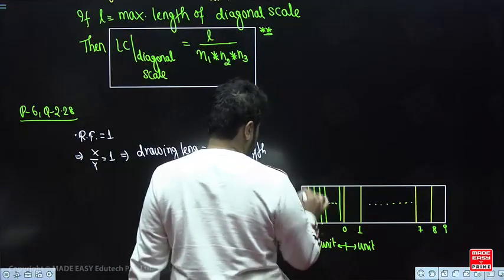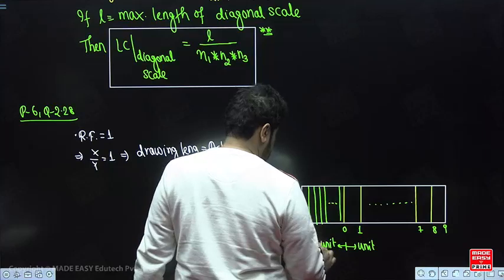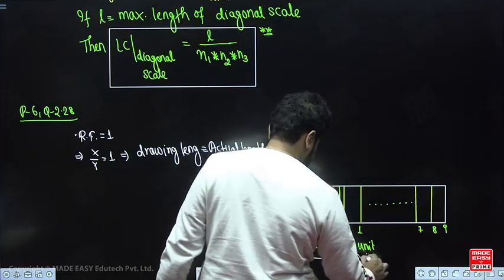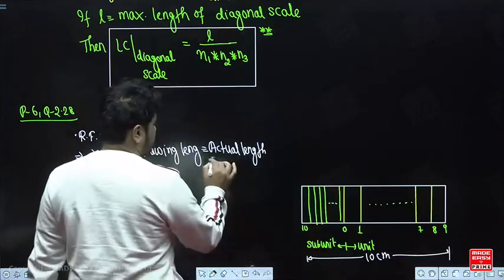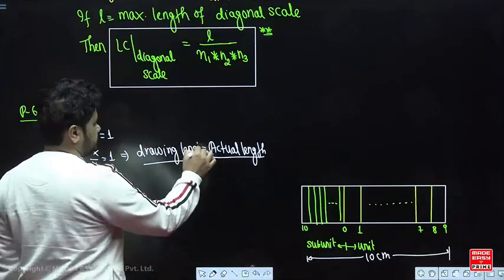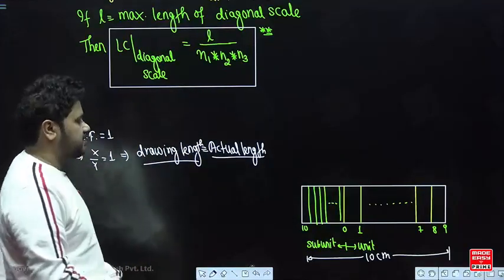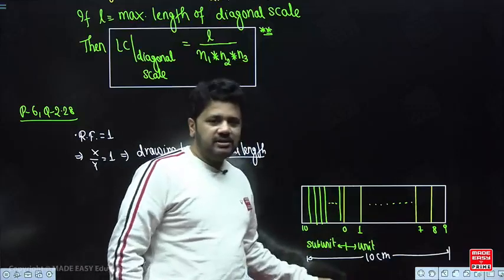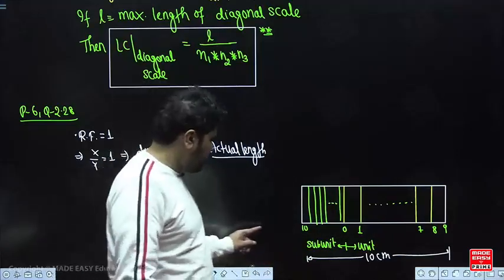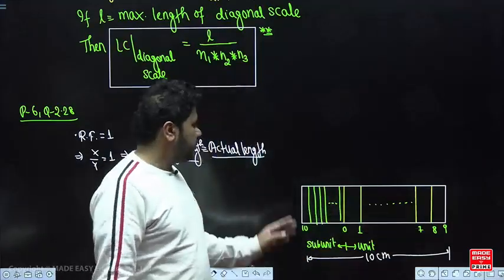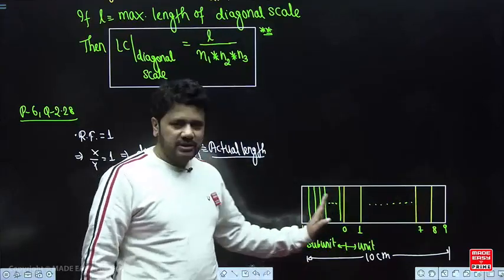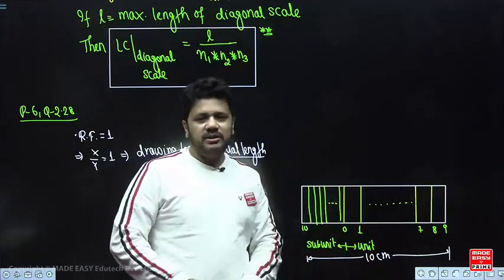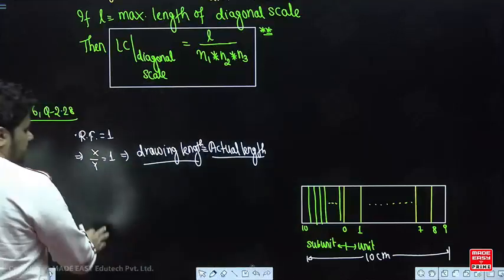So, what is the total distance you can see? So, this total distance is your 10 centimeter, right. So, you can see that the actual length and drawing length both are same. Actual length is 10 centimeter, so the drawing length will also be 10 centimeter. So, out of 10 centimeter from 0 to 9 and here 10, total 10 centimeter. So, they are asking what is the least count, right.